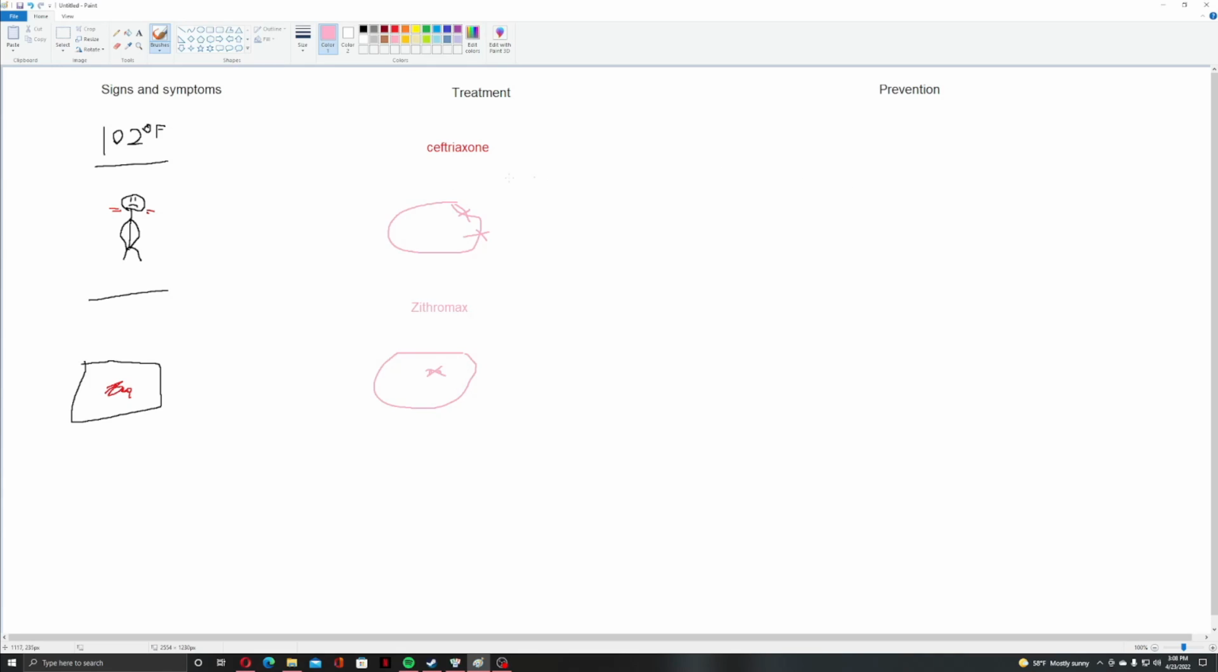Moving on to prevention, some of the most common and probably obvious preventions are to use a condom, to limit your number of partners, and, most obviously, do not have sex with someone you know has an STD.